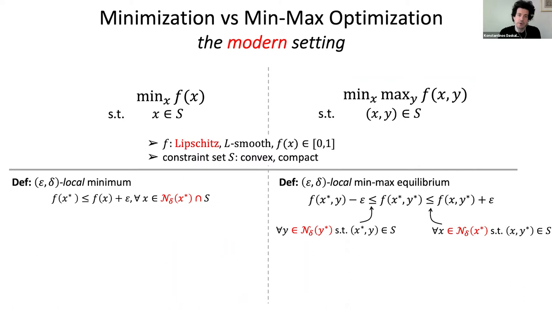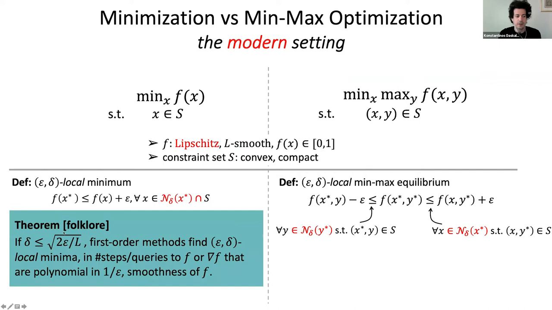What do we know about computing them? Well, on the left, if you're not too greedy, you can still find those solutions. If delta is small enough as a function of epsilon and the smoothness of the function, first order methods can find you such solutions in a number of steps that are polynomial in the natural parameters, approximation and smoothness of the function. If you become too greedy, of course, you will turn your left-hand side problem into a global optimization problem. And of course, that's going to be NP-hard. So delta has to remain small for you to have any chance of solving it.